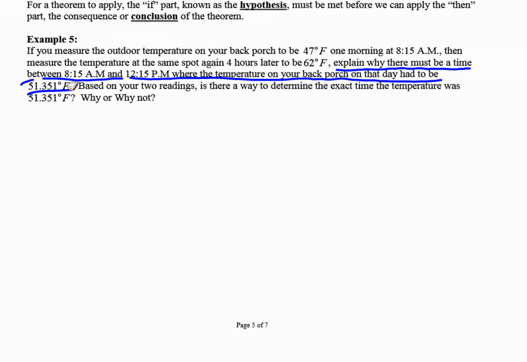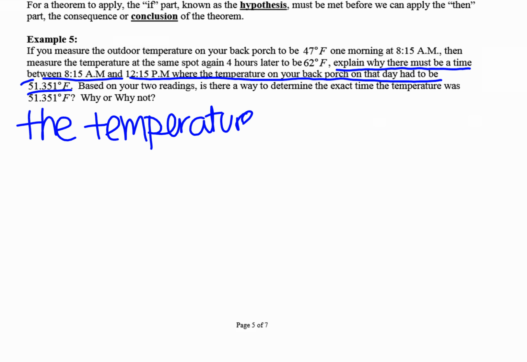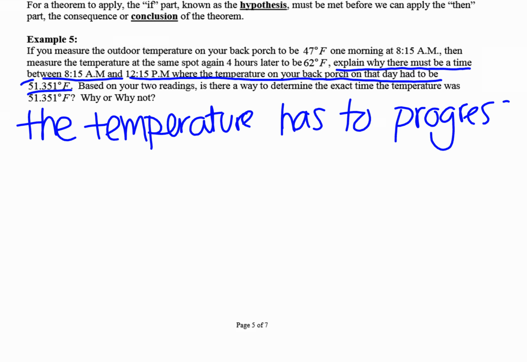So do you notice there's a lot of words in this problem? That means there's usually going to be a lot of words in your answer. You have to practice explaining and justifying your thoughts mathematically. All right, so the if part of the IVT, we have to talk about being continuous. So I'm going to say the temperature has to progress continuously. You can do something similar to this, or you can change the phrasing. Maybe yours is better than mine.